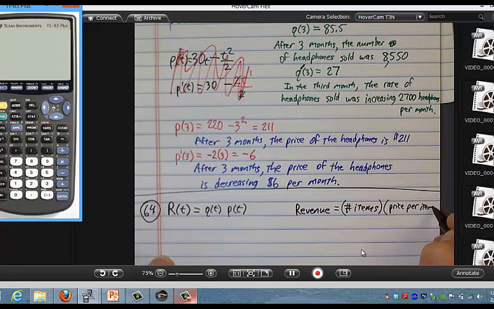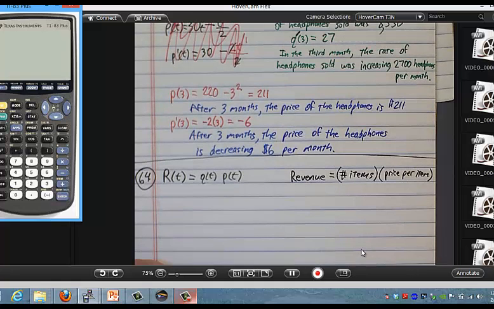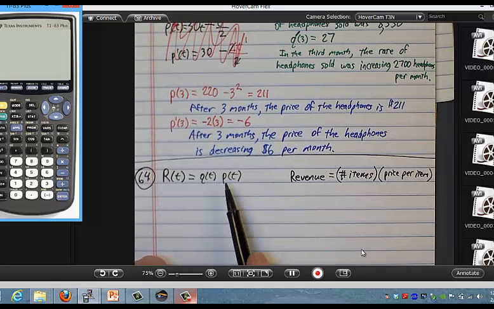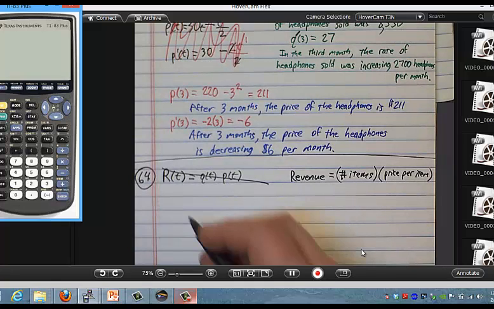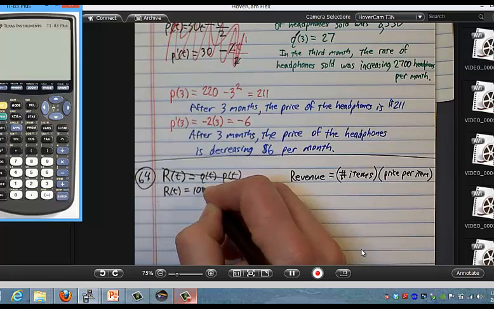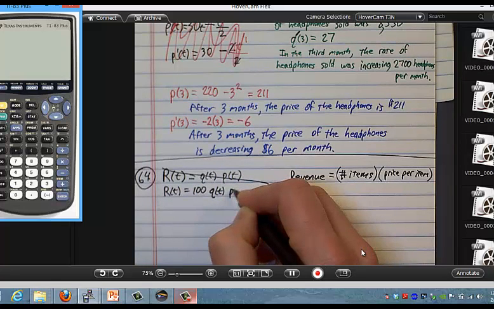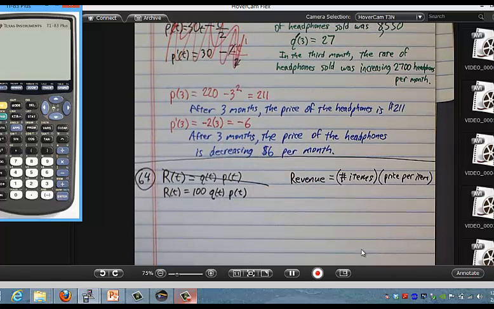Now here's the thing though, guys. Is that what these functions really give me? Is it true that P gives me the price of an item? Yes. Is it true that Q gives me the number of items? Well, we have to multiply by 100, don't we? So that's almost right. What I really want is R of T is going to be 100 Q of T, P of T. That'll give it to me. Does that make sense to people? Because it said hundreds of items.